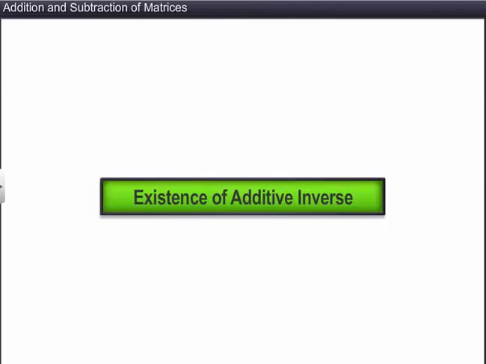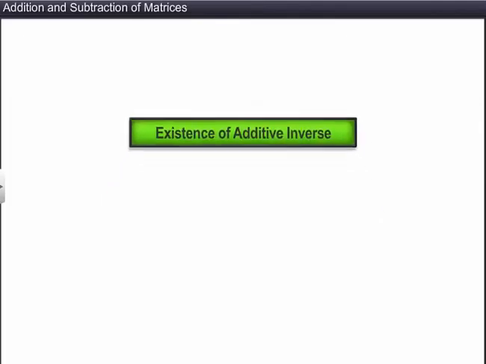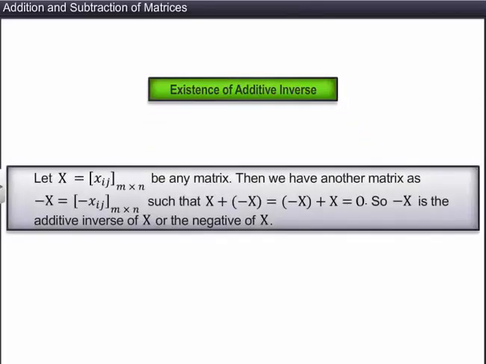Similarly, the additive inverse of a matrix can be defined. Let X be any matrix. Then we have another matrix, minus X, such that X plus minus X is equal to minus X plus X, which is equal to O. So, minus X is the additive inverse of X or the negative of X. Here, O is a zero matrix.